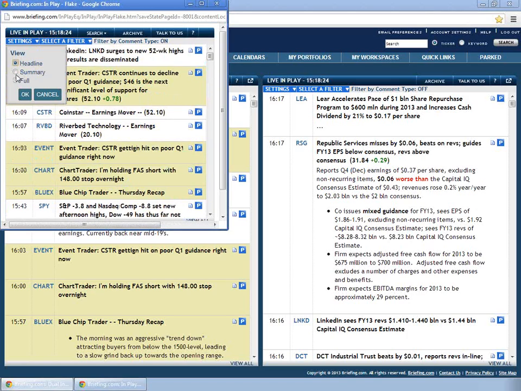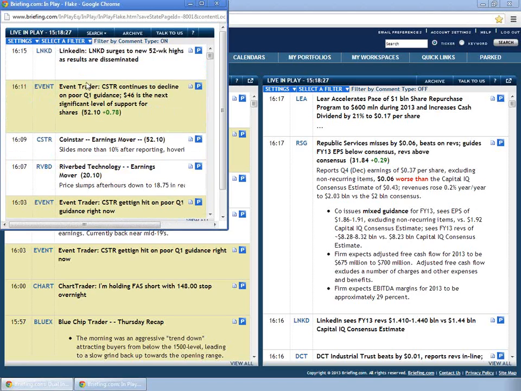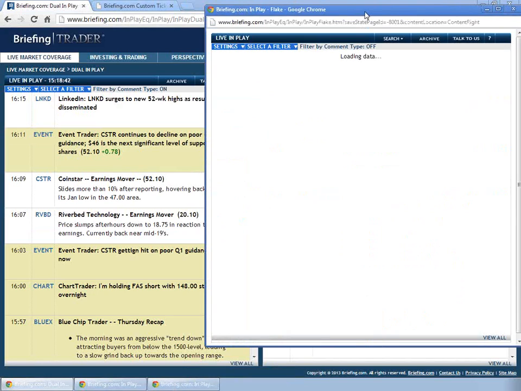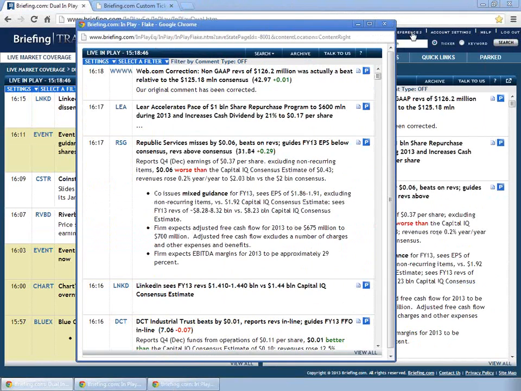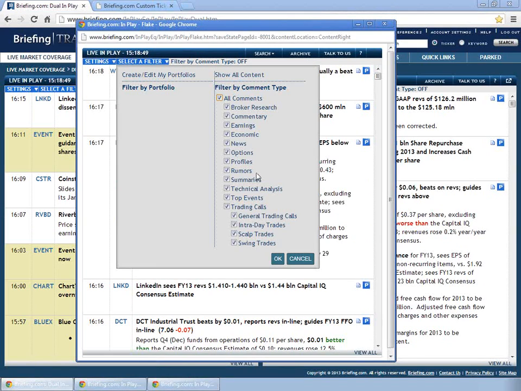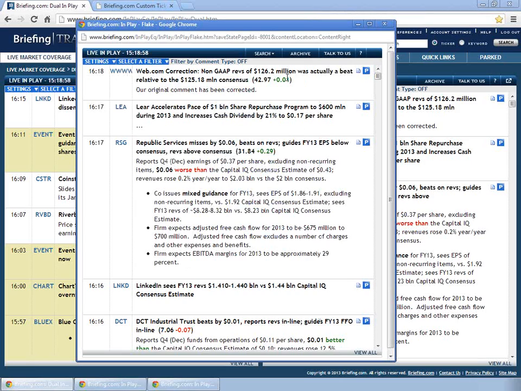Now if I go with the summary view, it's going to give me the headline and the first sentence. So you get a little bit better sense of what we're talking about, and then you can decide whether you want to hover over that item. And so you can create multiple windows like this. If you want to have 2 or 3 of these going, you can, and have them filtered by different types of content, such as trading calls or rumors or earnings or any other type of information.